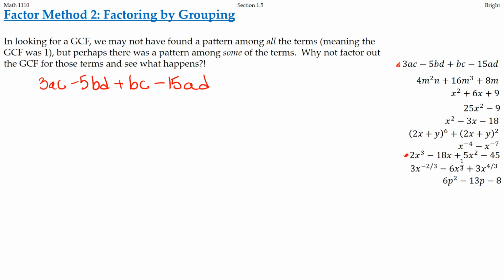What I'm going to do is rearrange this ever so slightly. I'm going to swap the order of these two terms. So I'm going to write this as equals 3AC plus BC, and then minus 5BD minus 15AD. And I did that because I noticed that there was a 5 and a 15, and they're both divisible by 5. But when I did that, notice that there was a C in both of these two terms. So what I'm going to do is factor out a C, and I'm left with 3A plus B.